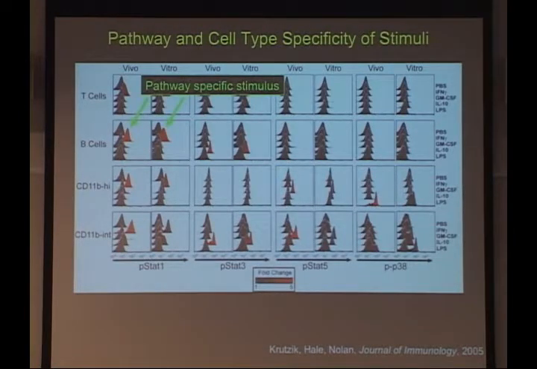So what you can see, though, just to focus on a couple, it's not really that important, is just these concepts of you might have something like interferon gamma, again, that's specific to STAT1. It doesn't induce STAT3, 5, or P38. So again, it's pathway specific. It's only doing one thing inside those cells.